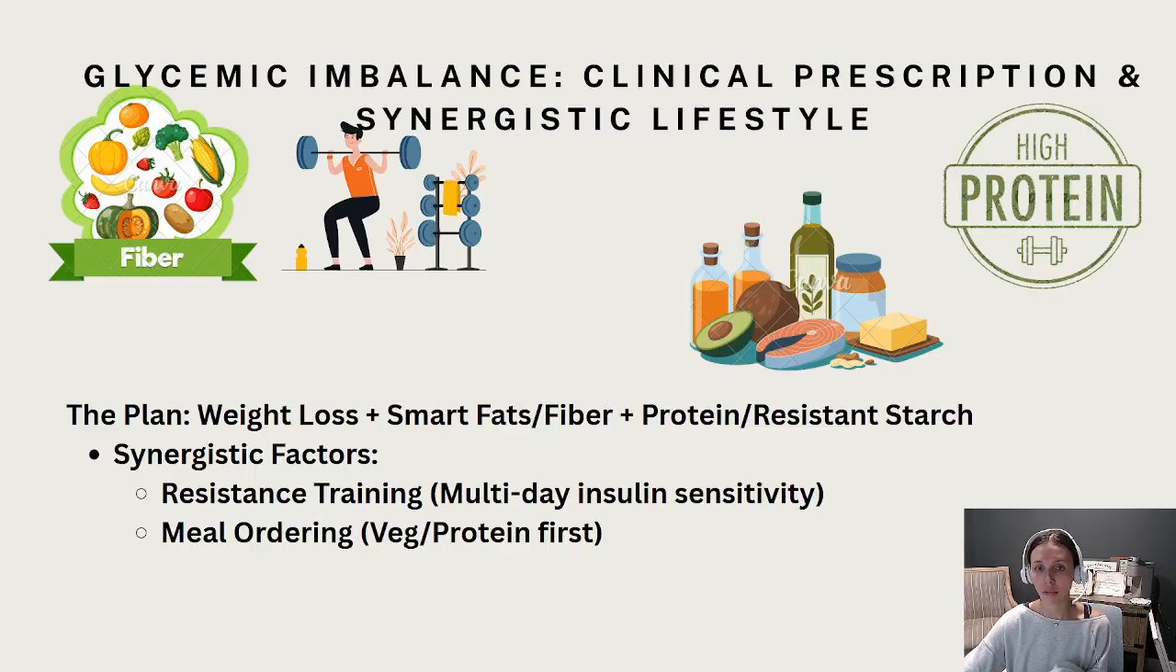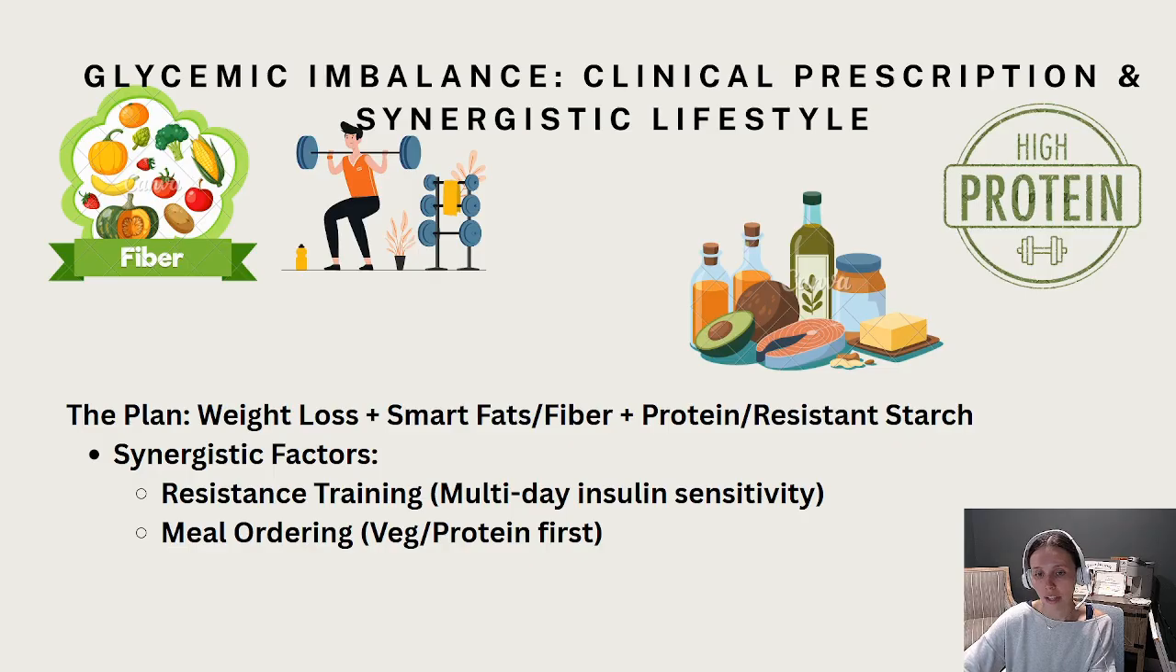And then the prescription here is going to be weight loss. We're going to really want to focus on weight loss to reverse ectopic fat. We want to focus on smart fats and fiber to improve insulin sensitivity. And we also want to make sure we're getting enough protein and resistant starch to support beta cells. And then also those lifestyle factors such as resistance training to provide an improvement in insulin sensitivity, and simple meal ordering advice such as having patients eat non-starchy vegetables and protein before carbohydrate.